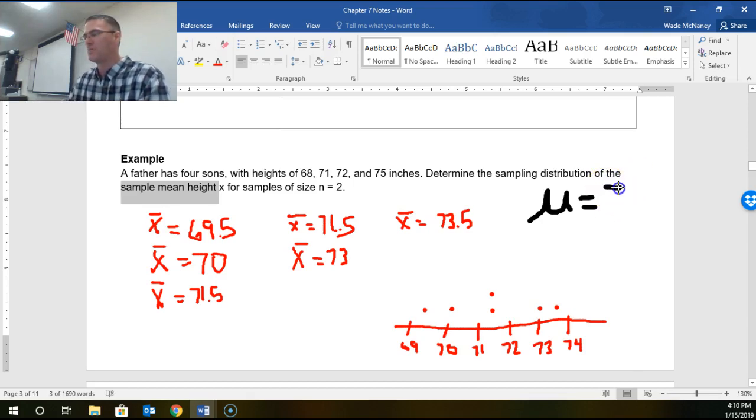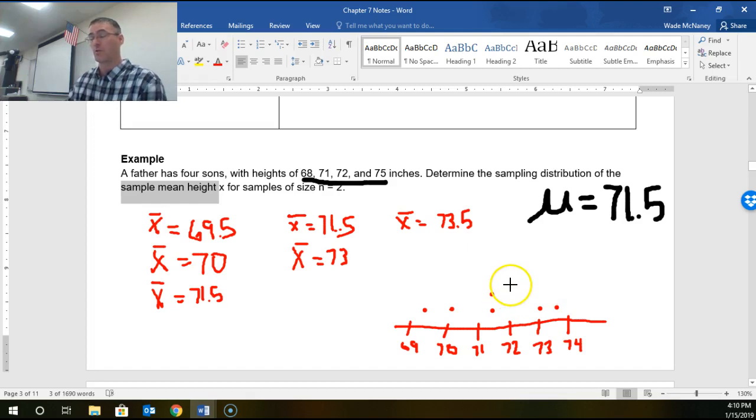Okay, the population mean should be 71.5. If you didn't get that, the population mean would be the mean of all four numbers. The true mean of all four values is 71.5. So, this is my sampling distribution. I took 6 different samples from this, graphed all 6 samples of size 2 on my dot plot. This is my sampling distribution.